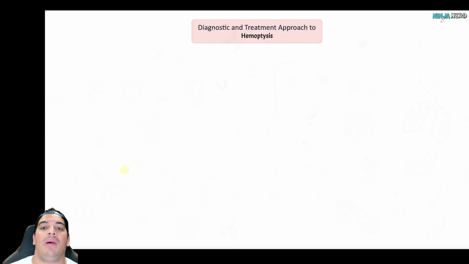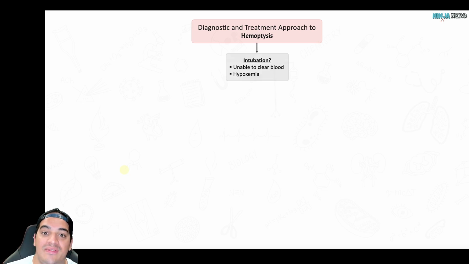But whenever we're talking about treating hemoptysis and diagnosing at the same time, it's really important to have this approach in your brain. So if a patient has hemoptysis, you need to ask yourself the question, is it massive enough that it's causing respiratory failure? Don't base it on the volume, base it upon the risk of respiratory failure. Do they need to be intubated?